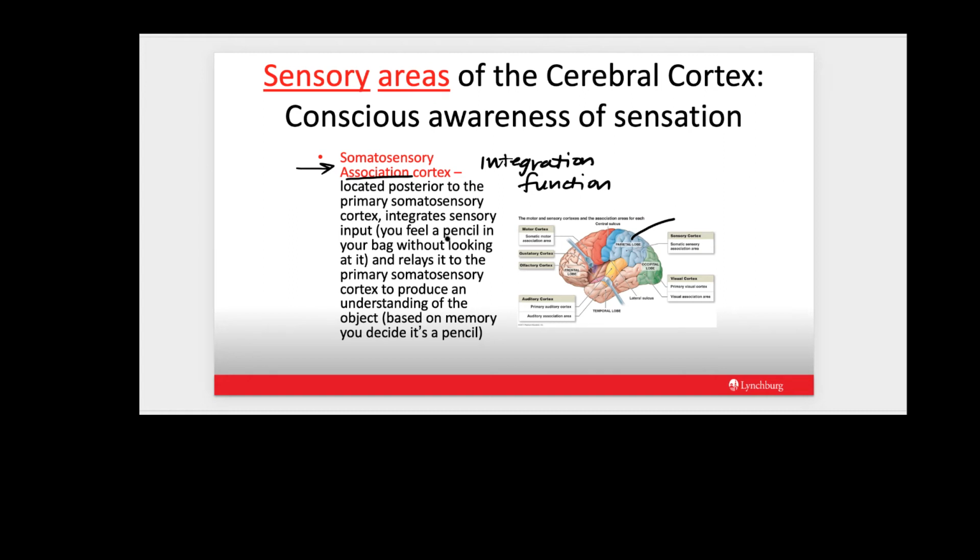I give you the example here where you are feeling around in your backpack and you're looking for a pencil and you get your hands on a pencil. Well, you can determine that that's a pencil without even looking at it because you have a prior understanding of what pencils feel like, and you have a memory of that. So you're able to compare your current sensory information to that prior memory and say, yes, what I've got is a pencil. And that's what association cortex does, that's their function.